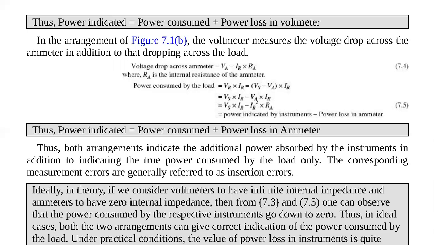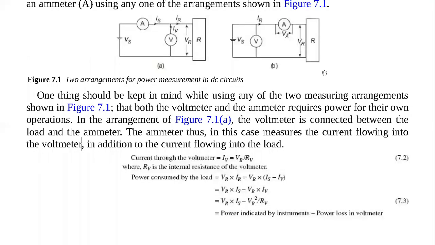We're saying these instruments are mechanical, therefore they experience some losses. So with that in mind, the power that is consumed by the load will now be equal to the power that is indicated in the instruments minus the power loss in the ammeter. That is the opposite of what we did in figure 7.1a, where we said that the power consumed by the load is equal to the power indicated by the instruments minus the power lost in the voltmeter. And this is due to how you arrange your measuring instruments, or the position of the voltmeter.